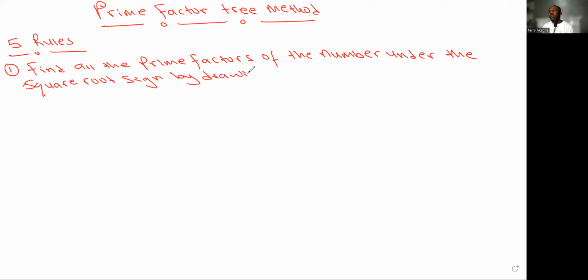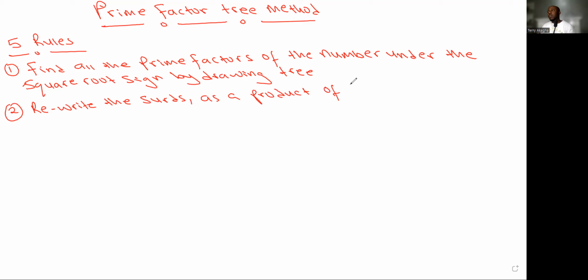It's very simple. When you're done with this, the next step is to rewrite the surd as a product of the prime numbers. So you have to rewrite the surd of the given question as a product of these prime numbers.